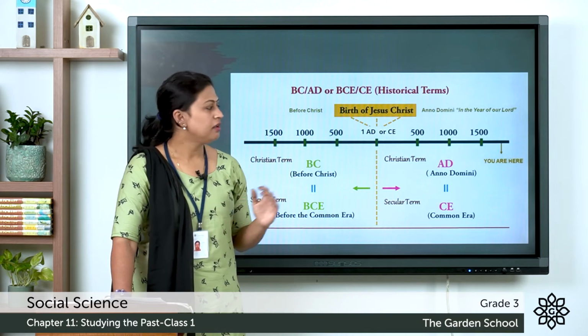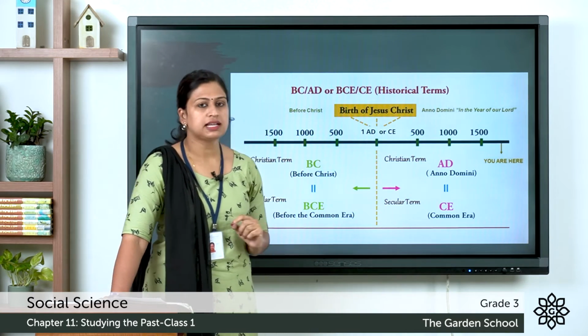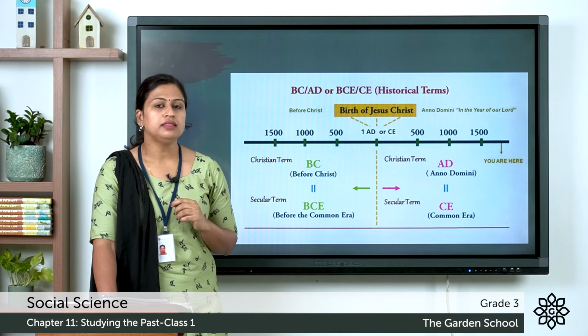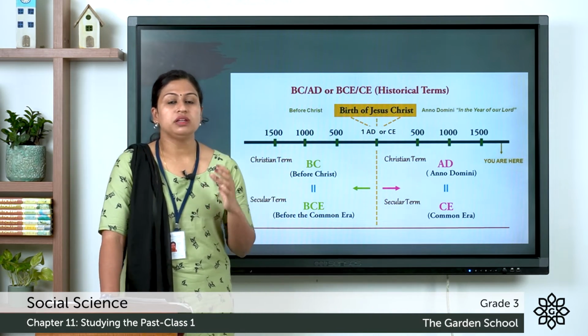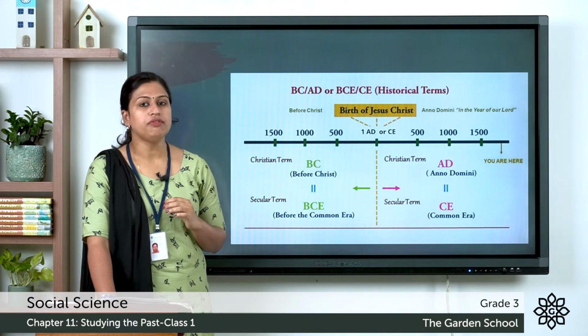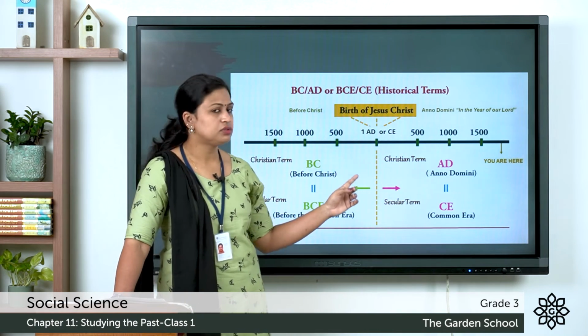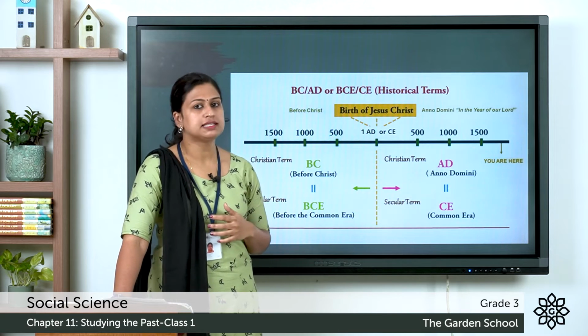And you can see that we move forward in this timeline. Now we are in the year 2021. So we can say that it is 2021 years after the birth of Jesus Christ. That means 2021 AD or CE.